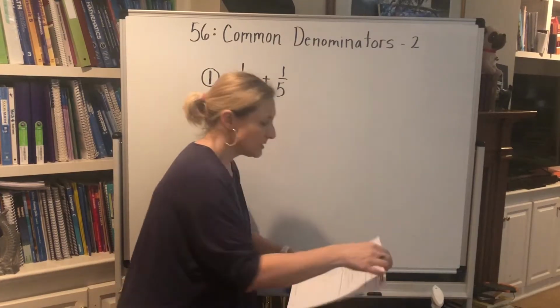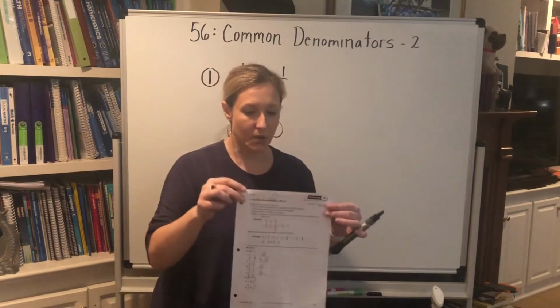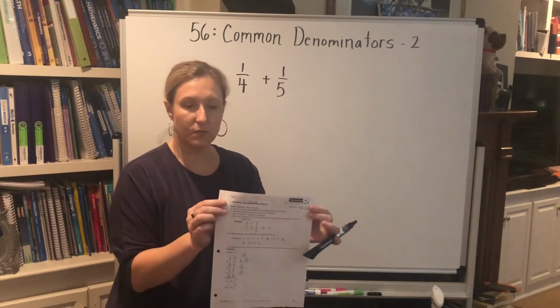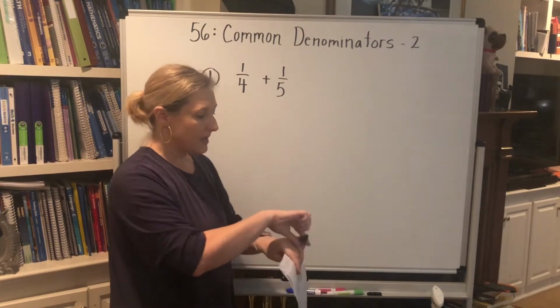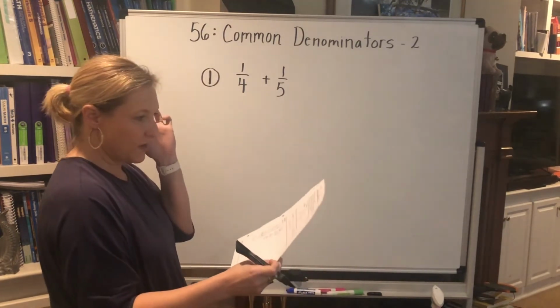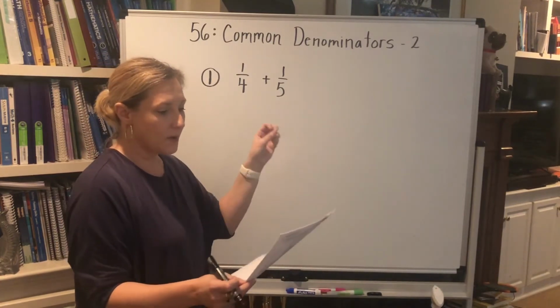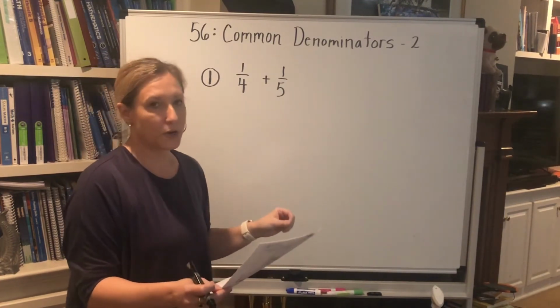Okay, so Evan and Tessa, I want you to get out lesson 56, which is the first one in your folder that I gave you. And I know that you've already found common denominators before, but I want to go into detail to make sure you understand what you're doing.